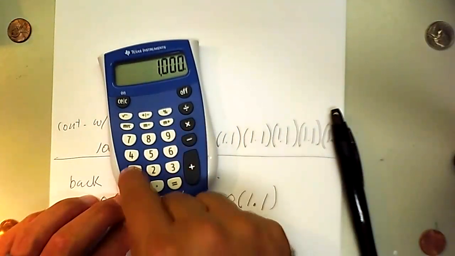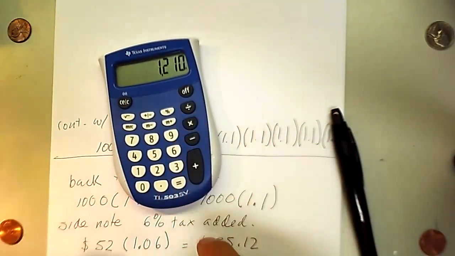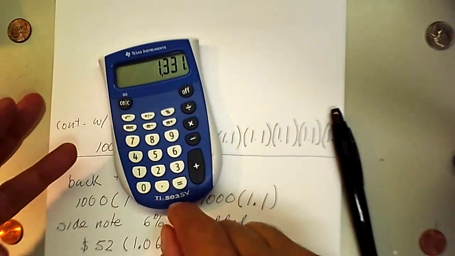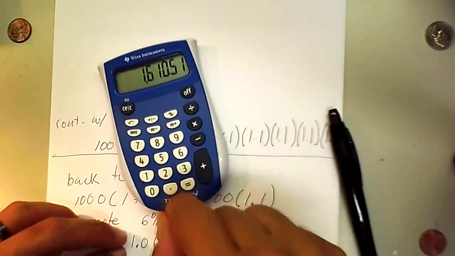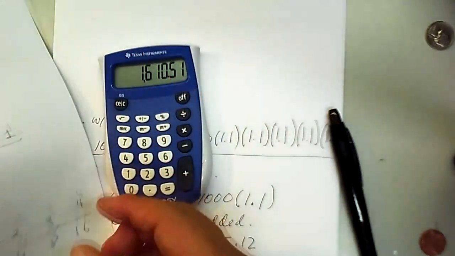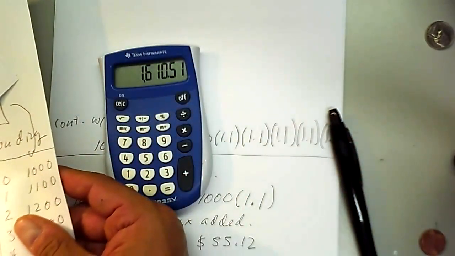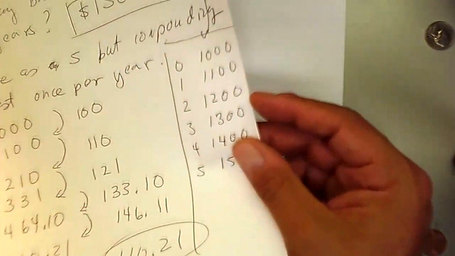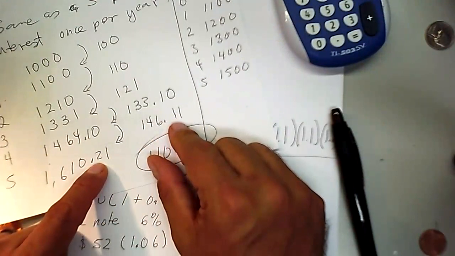1,000 times 1.1 times 1.1, that's 2 so far, times 1.1, that's 3, times 1.1, that's 4, times 1.1 equals 1,610 and 51 cents. Is that what I got here? I better have that. 1,610 and 51. I must have added something wrong here because I got 21 instead of, where's my mistake?